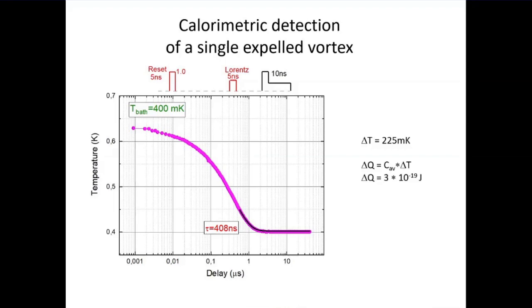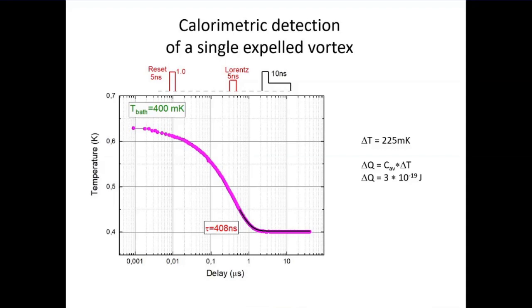And now this temperature increase, actually, we can recalculate, if we know the heat capacity of the aluminum, which I assume as a value known from literature. So then I can calculate the amount of heat which was dissipated during this single expulsion process. So this is calorimetric detection of a single expelled vortex, and from the experiment I get a value of 3×10^-19 joules as a result of the expulsion.